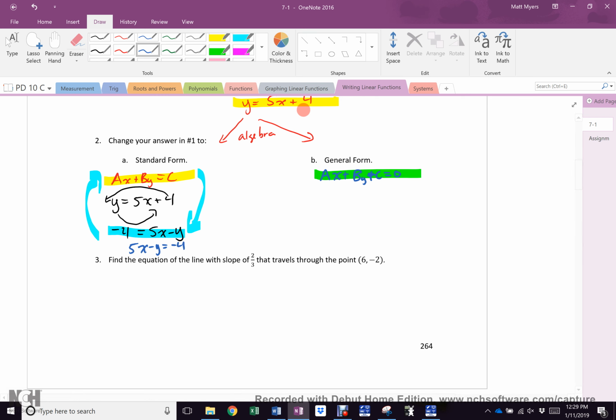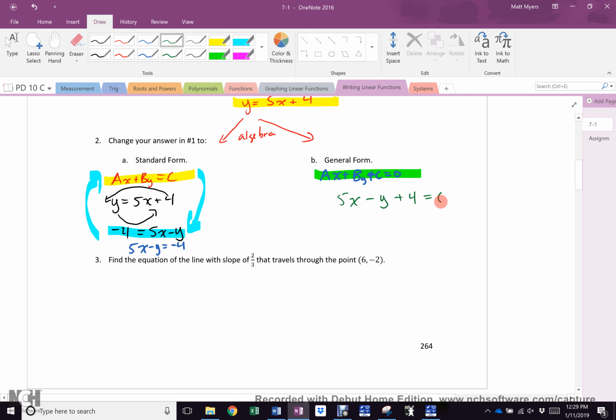Okay. Now how will I make this look like the green one? Everything will be on one side, so what will it be? 5x minus y plus 4 equals 0. And you'll be done. Good?